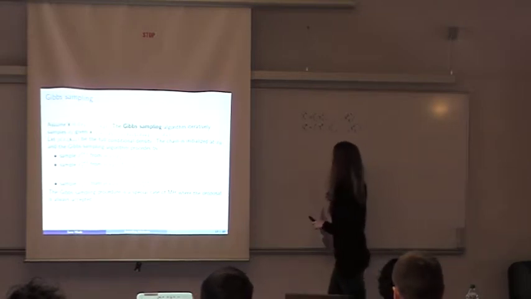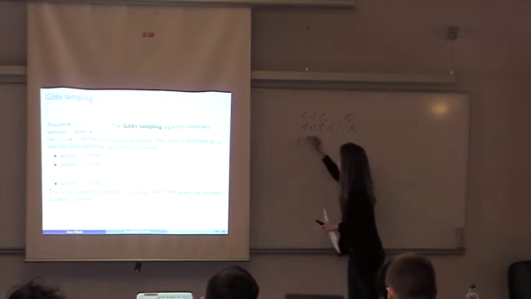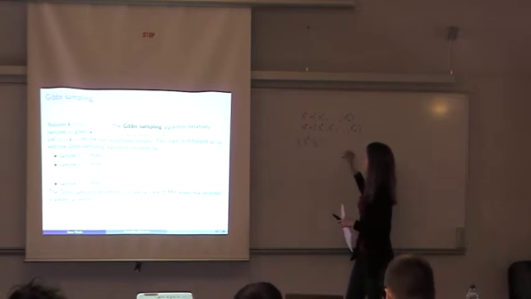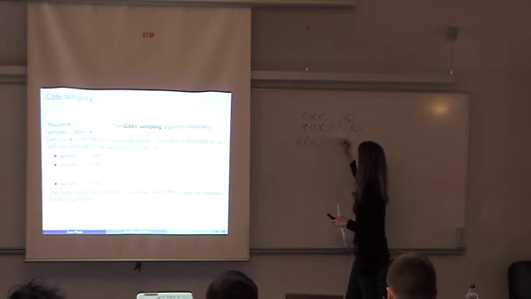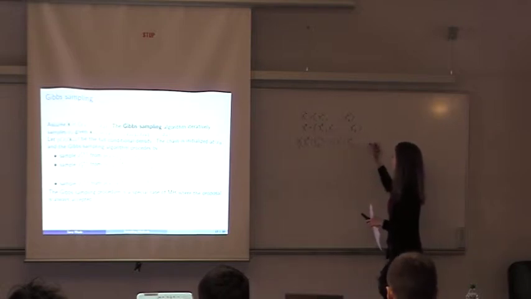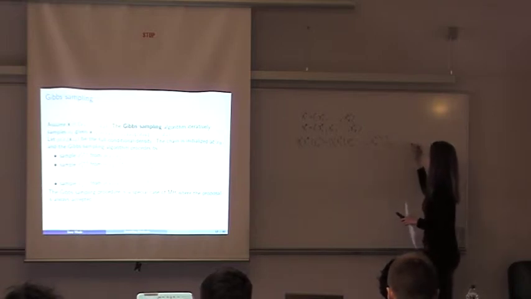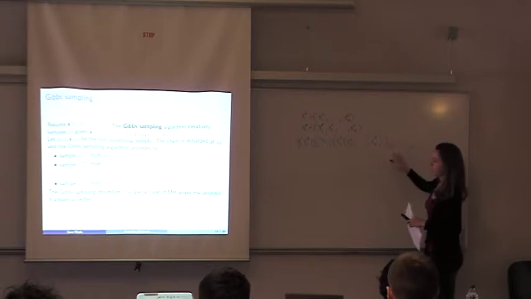We can see this as a Metropolis-Hastings where our proposal is we sample x_1 star conditioned on the current state of all the other variables. And we just set all of the other variables equal to their current state, so it's a point mass at our current state.